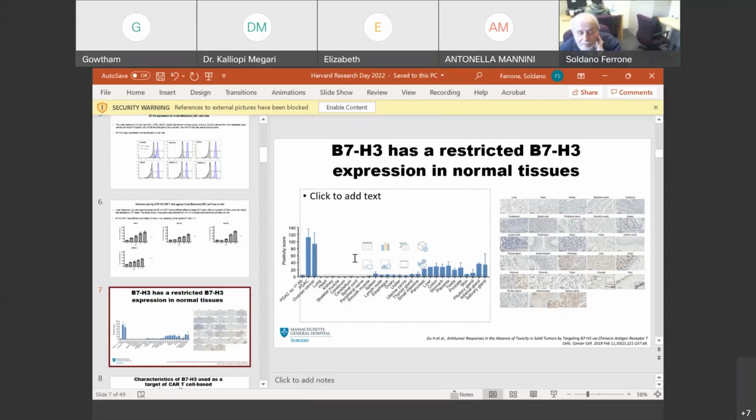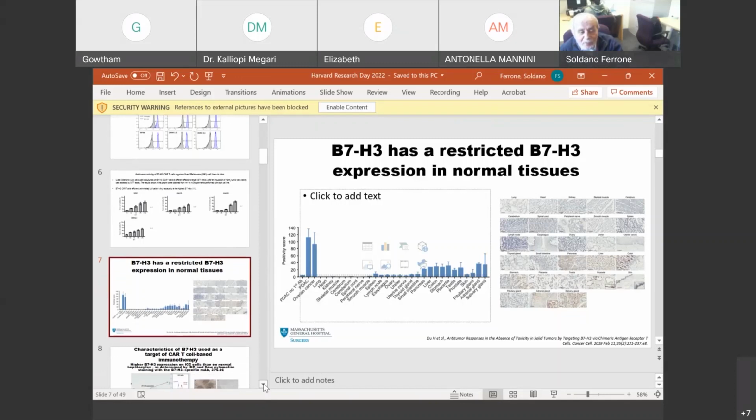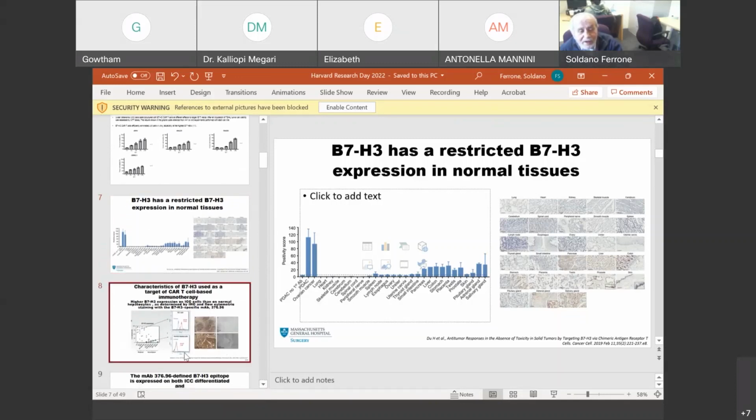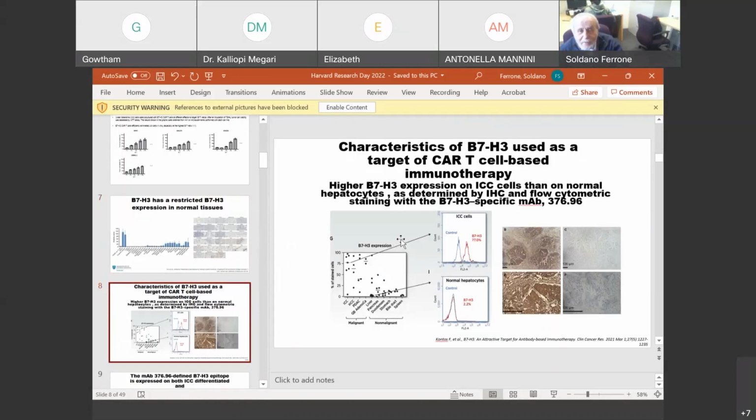And we have, of course, given the importance of knowing that there is no expression in normal tissues, performed several studies to prove these possibilities. And this is one example where we have used FACS analysis, and we have used IHC, immunohistochemical staining, in order to ask the question whether B7H3 is expressed, for instance, in hepatocytes.